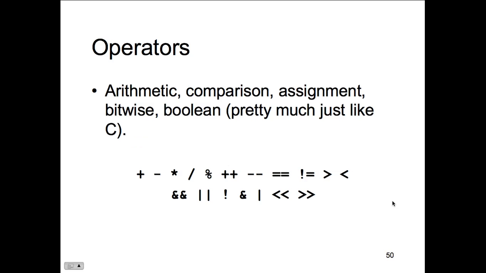And then we have the operators, as we've seen before, arithmetic. We also have comparison, assignment, bitwise, and boolean, pretty much like C. So we have the comparison. Is this equal to this? Is it not equal to, less than, greater than? And the ors, the nots, different ways of comparing.